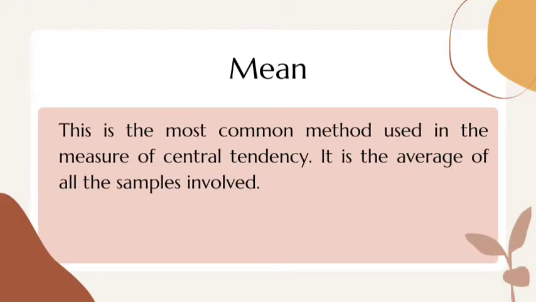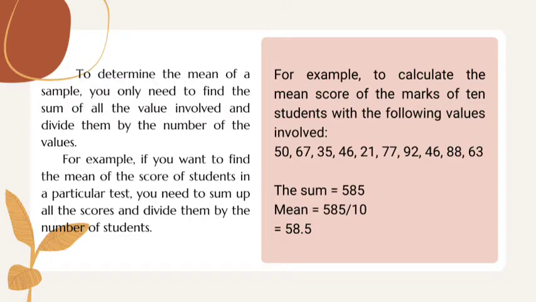In mean, this is the most common method used in the measure of central tendency. It is the average of all the samples involved. To determine the mean of a sample, you only need to find the sum of all the values involved and divide them by the number of the values. For example, if you want to find the mean of the scores of students in a particular test, you need to sum up all the scores and divide them by the number of your students.